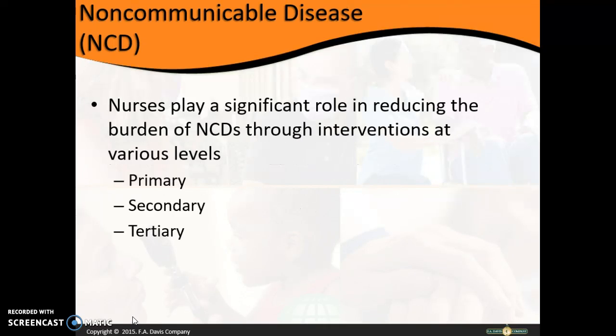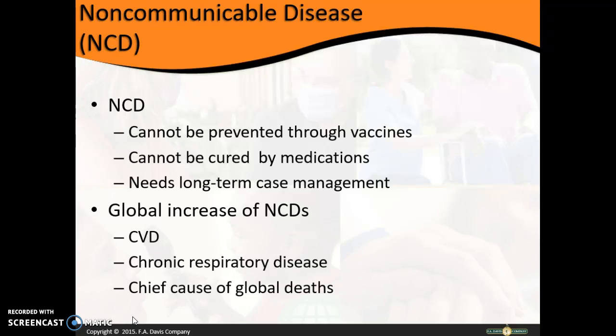Again, nurses play a significant role in reducing this chronic disease. We've talked about that, at the primary, secondary, and tertiary level somewhat already. These are diseases that can't really be prevented through things like vaccines. They're not cured by medications. And all of them typically need long-term case management until they end in a terminal state at some point. Throughout the whole world, we have seen a huge increase of cardiovascular disease and chronic respiratory disease, which has really become the chief cause of death.